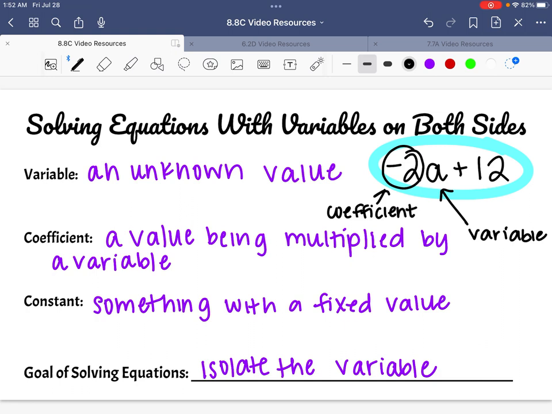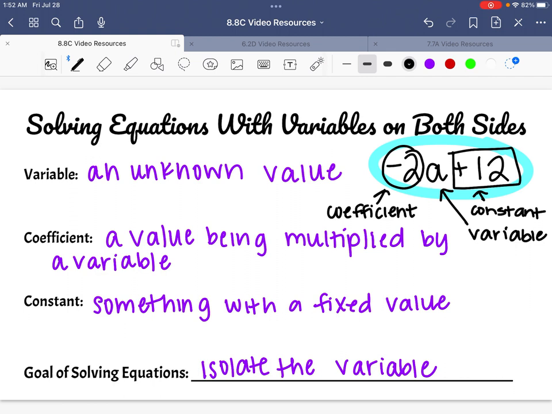And lastly, our constant, that is just something with a fixed value, so something that does not change. Generally speaking, when we look at equations, it might be just a number that is by itself, not attached to a variable. And in this case, in our example, that is the +12. So that +12 is by itself, it is fixed, it is not changing.